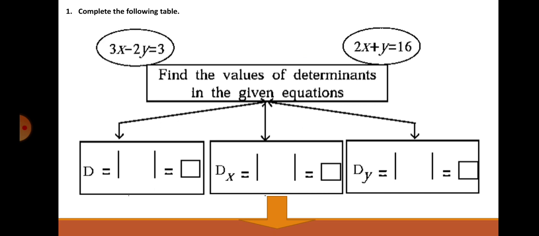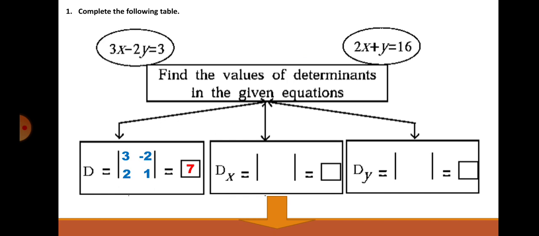So, you know the basic determinant D has the values a1, a2, b1, b2. a1 is 3, b1 is minus 2. Again, a2 is 2 and b2 is 1. So, you know how to find the value of the determinant. You will multiply it crosswise. 3 ones are 3, minus 2 twos are 4. Again it has a minus, so minus minus will become plus. The answer will be 3 plus 4 equal to 7.